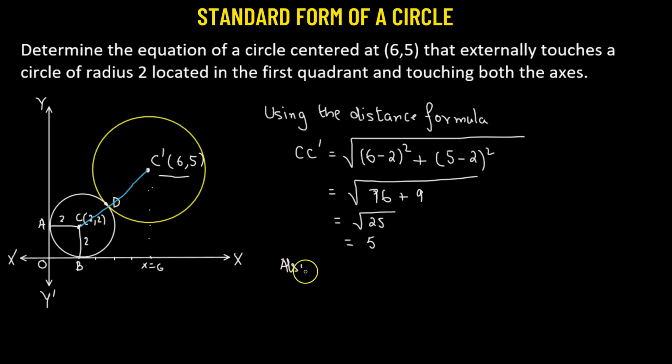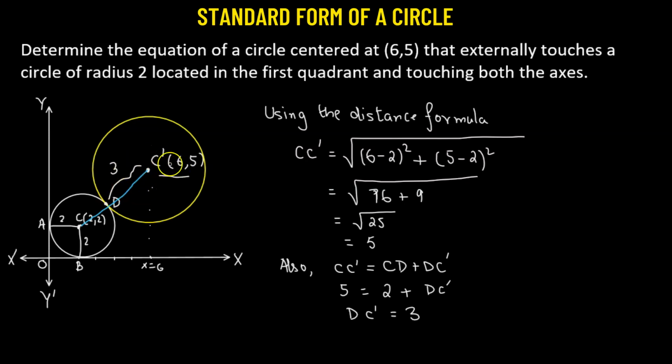Also, we can say here that CC prime is the sum of CD plus DC prime. We have obtained that this value is equal to 5. CD is nothing but the radius of the smaller circle, so its value is going to be 2, plus DC prime. So now we can easily find out DC prime. That's going to be 5 minus 2, which is 3, which means that the radius of the yellow circle, or the bigger circle, is 3 units.